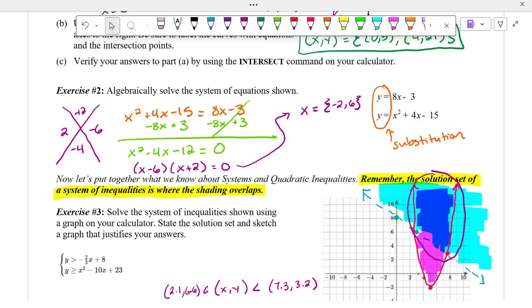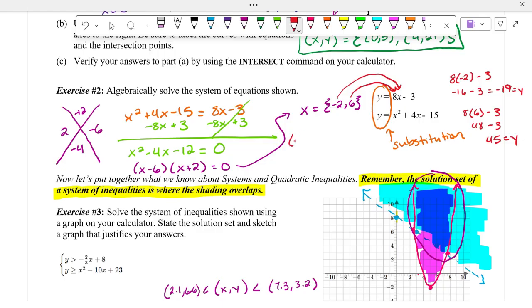So not only do we need an x, we also need a y. So remember, to get your y values, you plug both of them back into one of the equations. It doesn't matter which one. I typically say do the linear one because it's quicker. You can absolutely do the quadratic one. You should get the same thing with either. So if I plug this back in, 8 times negative 2 minus 3, that would be negative 16 minus 3 or negative 19. 8 times 6 minus 3, that would be 48 minus 3, so 45. So these are our y values.